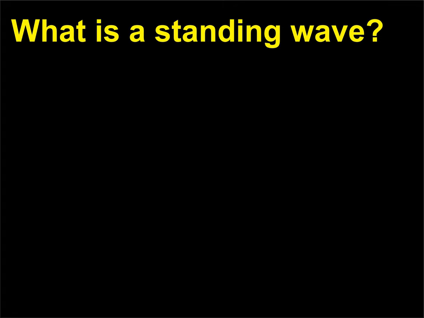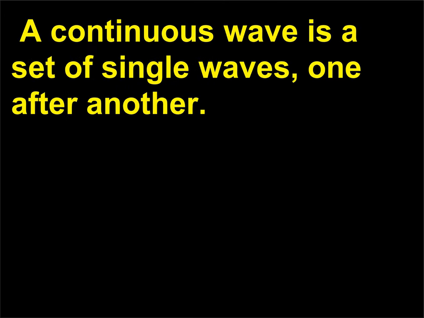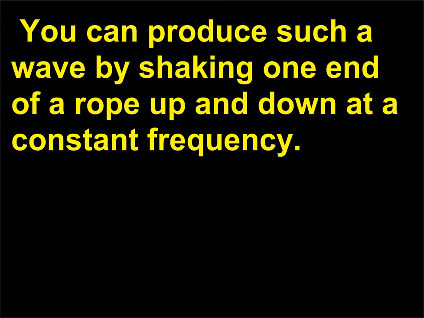What is a standing wave? The example used above showed what happened when two single waves going in opposite directions met. A continuous wave is a set of single waves, one after another. You can produce such a wave by shaking one end of a rope up and down at a constant frequency.